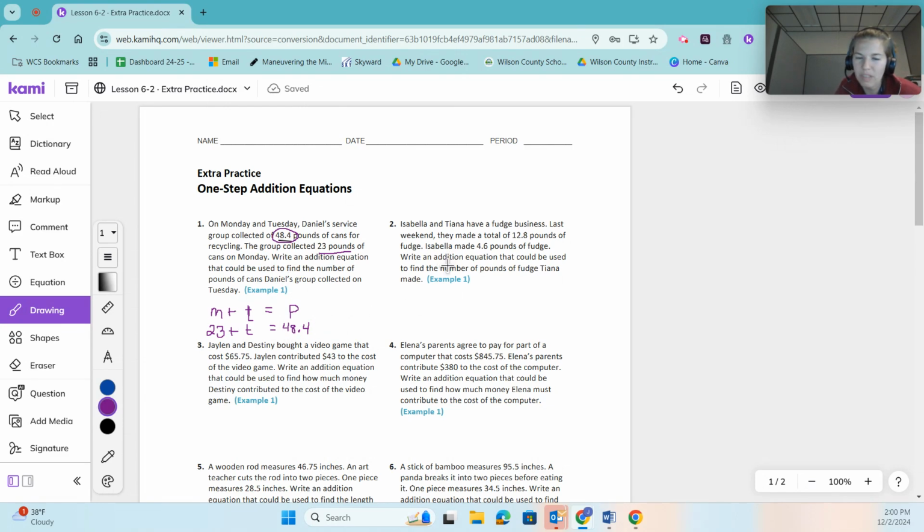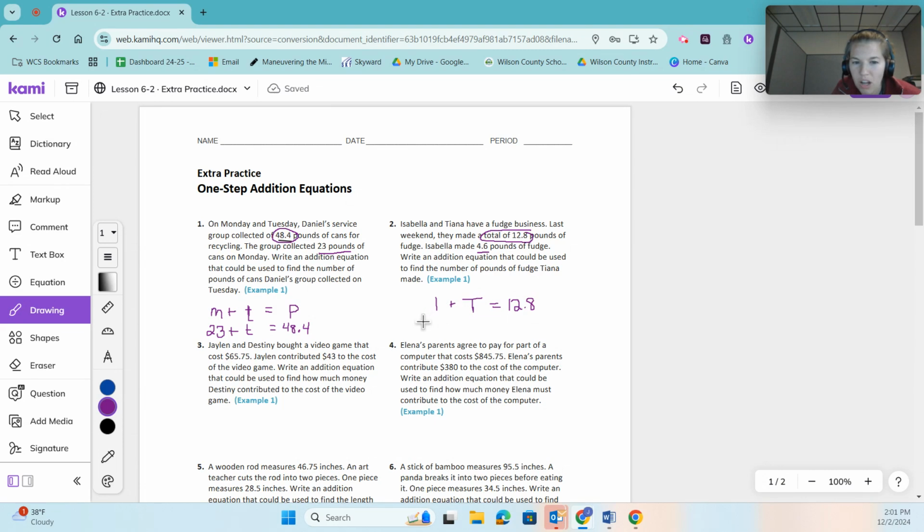Okay, and then here in the second one it says Isabella and Tina have a fudge business. Last weekend they made a total, again, that means that's going to be our equals, pounds of fudge. Isabella made 4 6/10 pounds of fudge. Write an addition equation that could be used to find the number of pounds Tiana made. Okay, so we have Isabella plus Tiana equals that total.